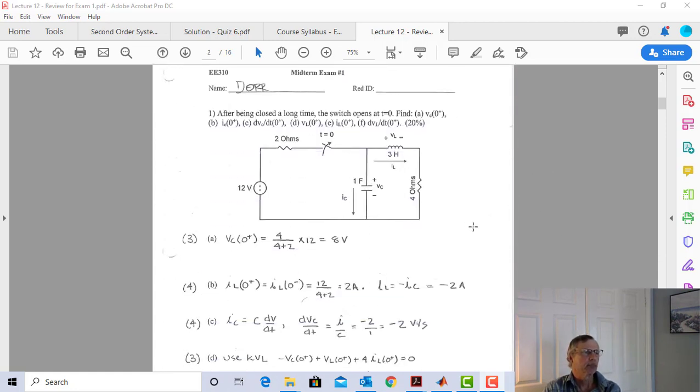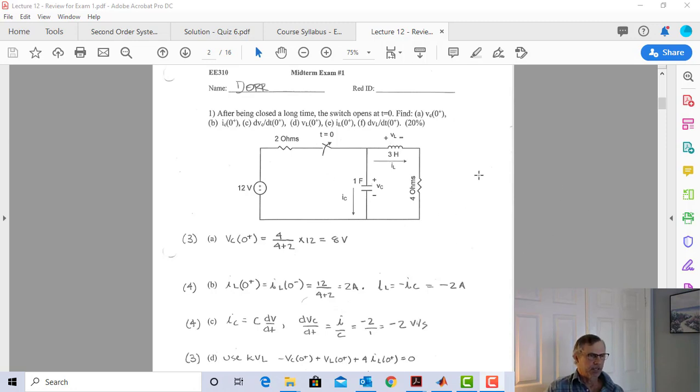Okay, let's do a problem. So we've got a circuit, and the switch has been closed for a long time, and it's going to open up at t equals 0, and we basically want to find a whole bunch of stuff. So I look at this circuit, and I'm just going to kind of triage it. One thing I see is that when the switch is opened, at t equals 0, I just have a series RLC circuit. That's nice, but that's not what I'm being asked for here.